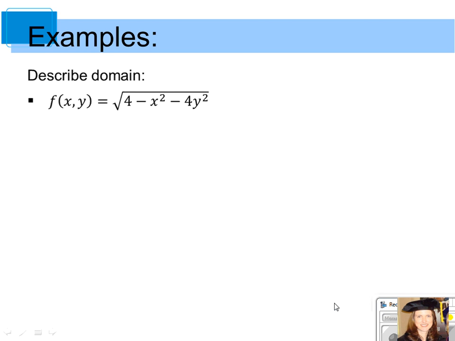In this part of section 13.1, we're going to be looking at finding the domain of a function of two variables. For this function f of x, y equals the square root of 4 minus x squared minus 4y squared, we want to find the domain. And when we're taking the square root of something, we want to make sure that whatever you're taking the square root of is greater than or equal to 0.